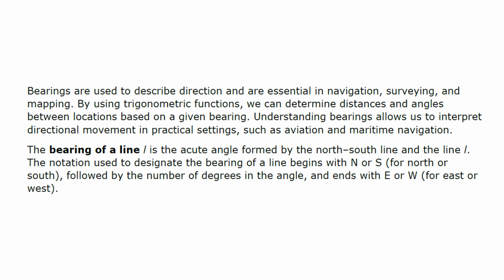The bearing of a line L is the acute angle formed by the north-south line and the line L. The notation to designate the bearing of a line begins with north or south, followed by the number of degrees in the angle, and ends with east or west, so E or W.